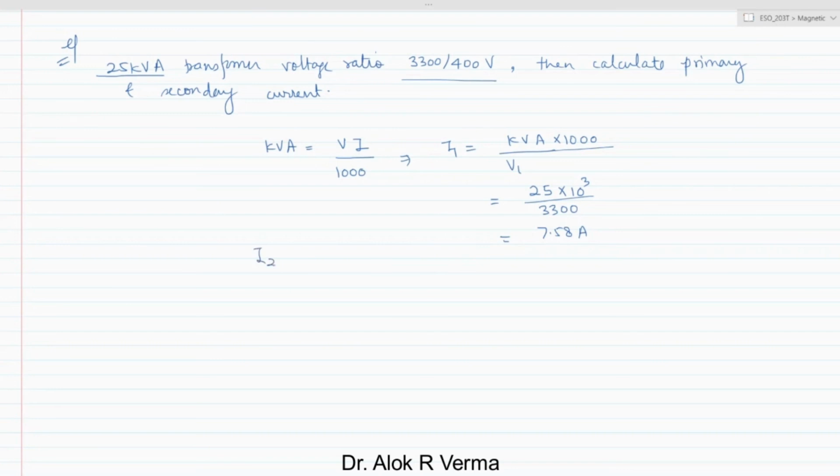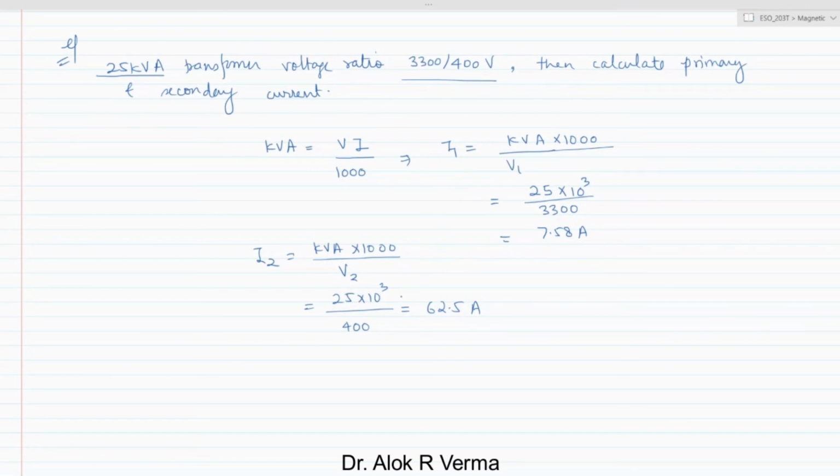Similarly, I2 will be nothing but kVA into 1000 by V2, which is 25 into 10 to the power 3 divided by 400 volt, which will turn out around 62.5 ampere. So you can see on the primary side, when the voltage is high, the current is low. When the current is high, the voltage is low. So this is how the power is balanced.